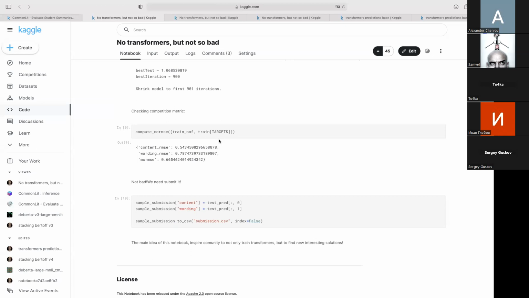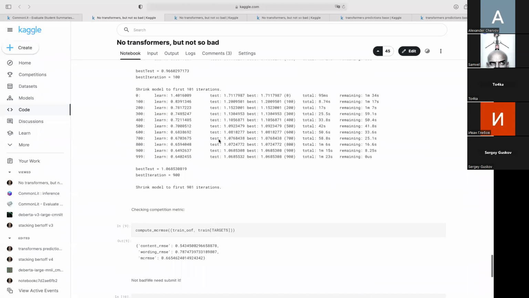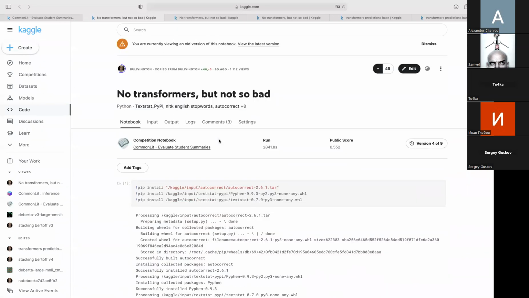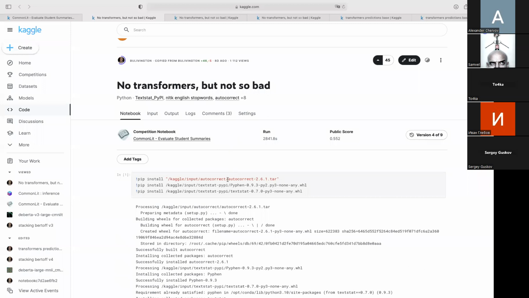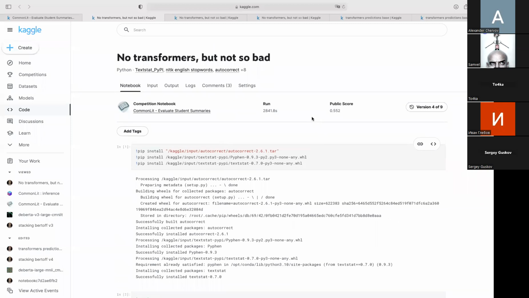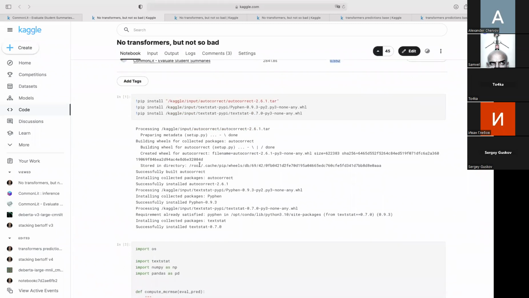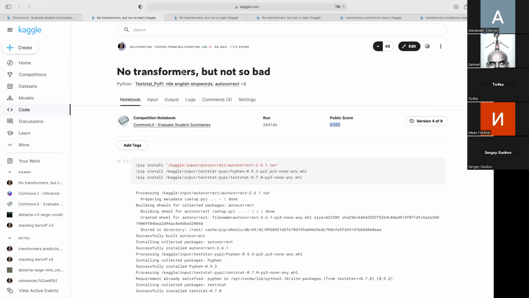So CV is about 0.66, and this notebook got a public score of about 0.55. Of course, if you watch the top participants on the leaderboard, you will see much lower results, but I suppose that those results were achieved by training machine learning models like transformers, and I think that this result is very good for a solution which doesn't train transformer models. So this notebook is called No Transformers, but not so bad.